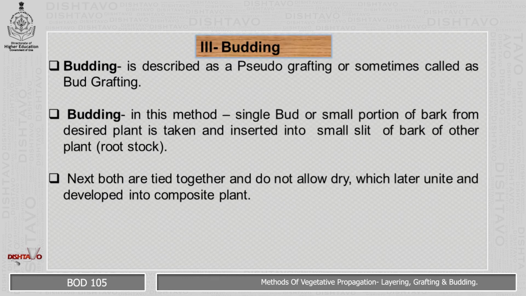Next method is budding. Budding is described as pseudo grafting, or sometimes called bud grafting. In this method, a single bud or a small portion of bark containing one or two buds from the desired plant is taken and inserted in a small slit of the bark of another plant, which we call the rootstock. Next, both are tied together, and care should be taken that it doesn't dry, and they later unite and develop into a composite plant.